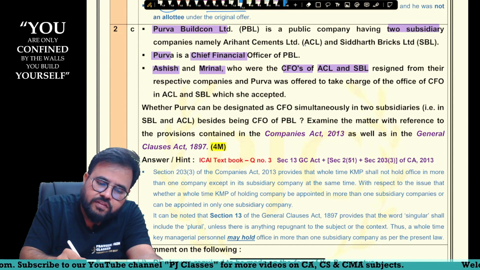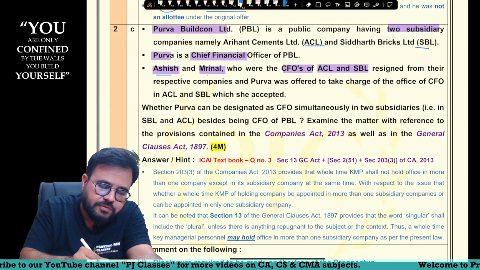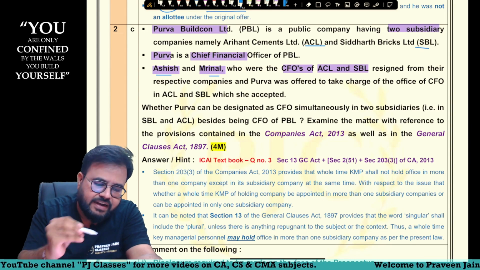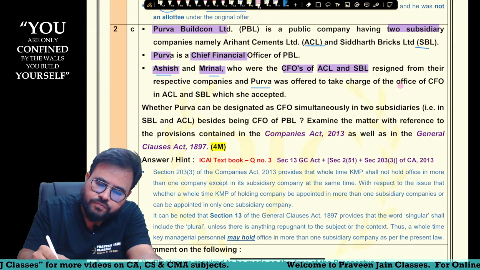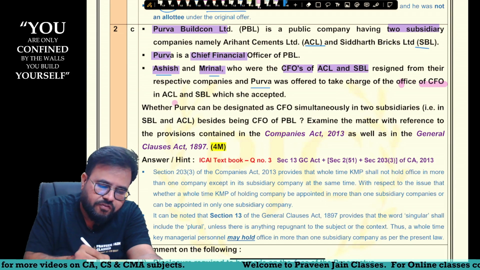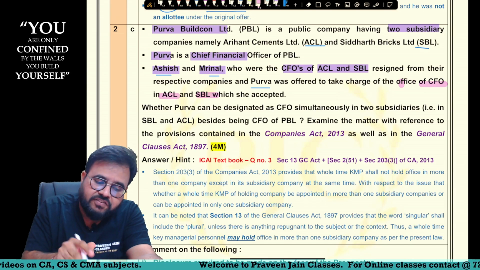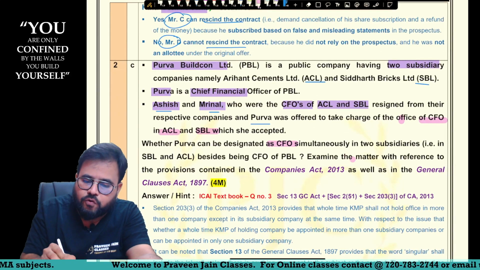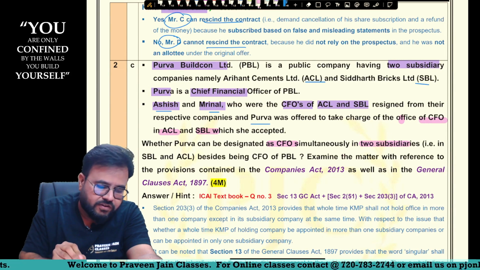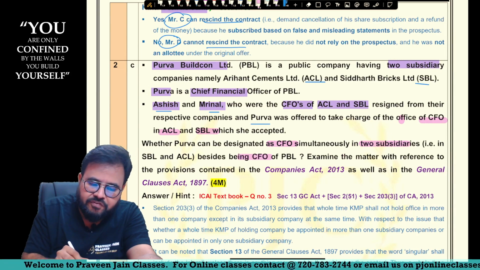Acha. So in this subsidiary company, Mr. Ashish and Mr. Mrinal were CFOs. They resigned from that company, sir. And now Purva was offered to take charge of the office of CFO in ACL and SBL, which she has accepted. Whether Purva can be designated as CFO simultaneously in 2 subsidiaries besides being CFO of PBL.